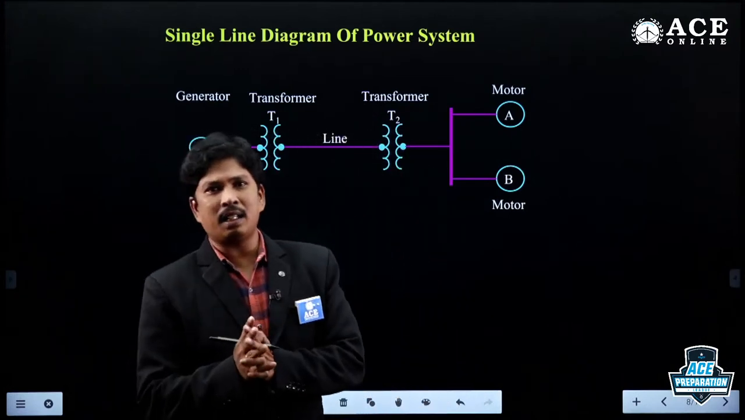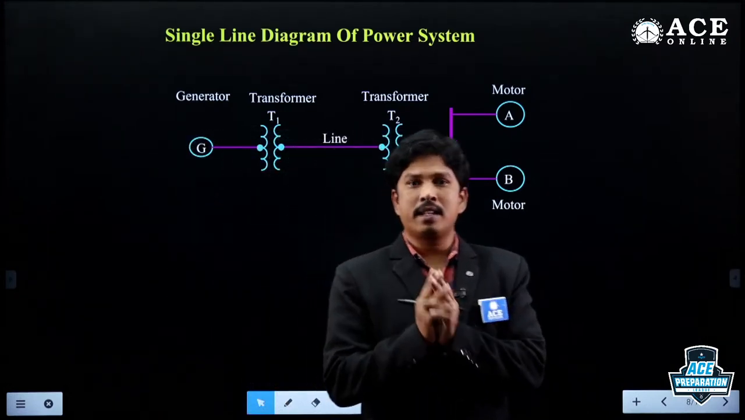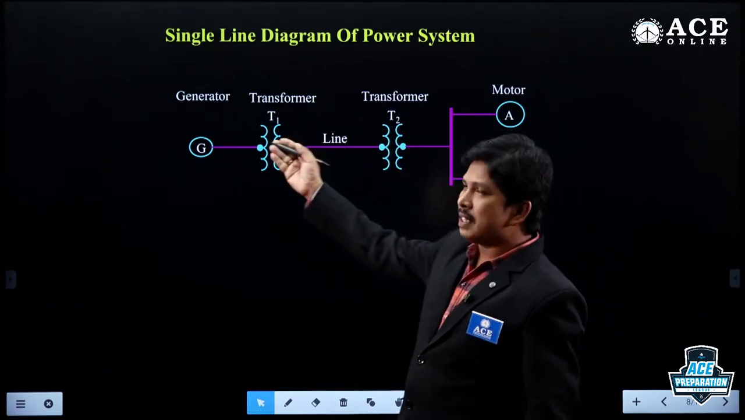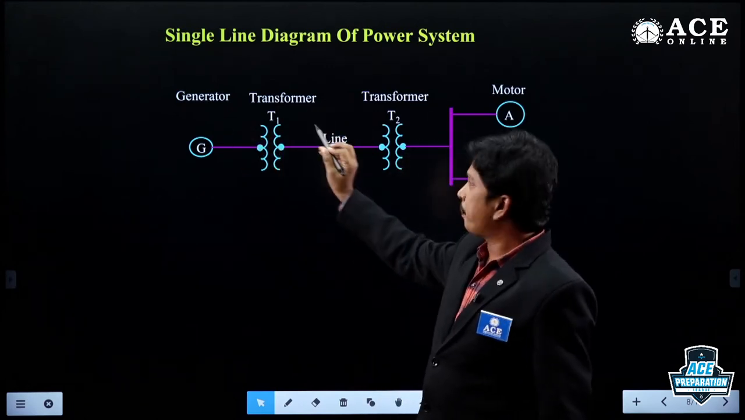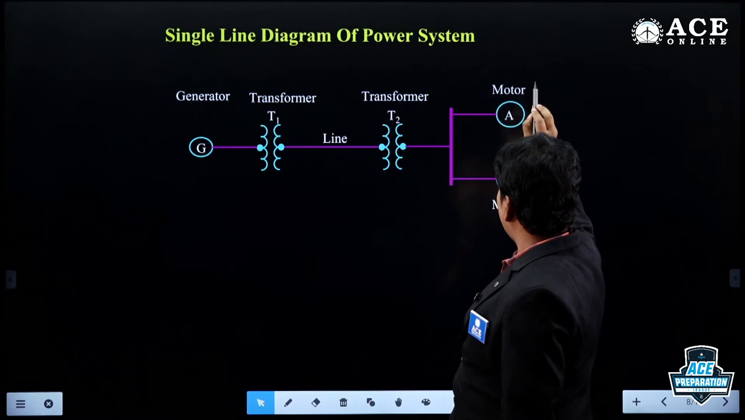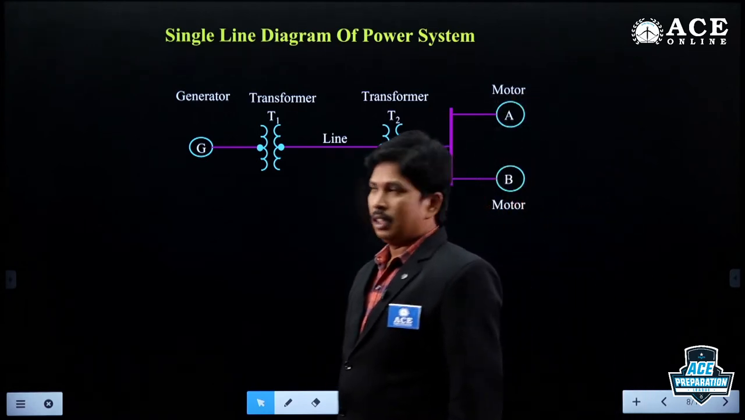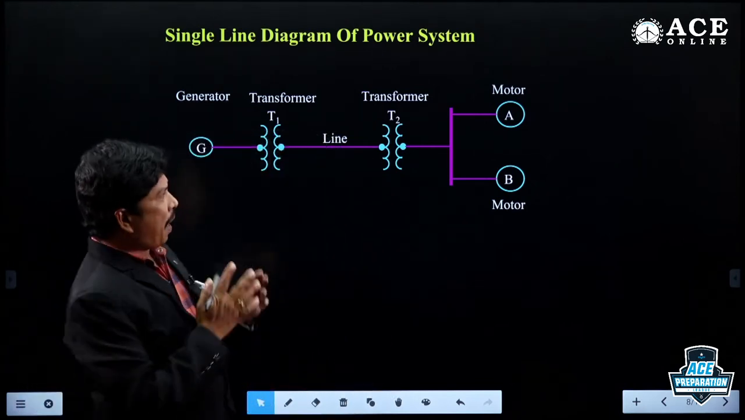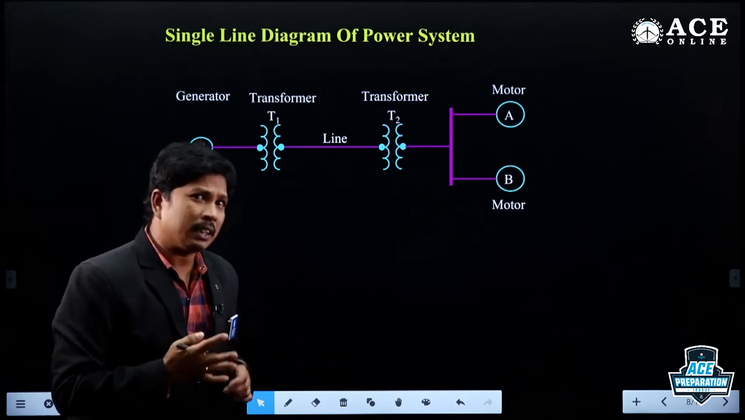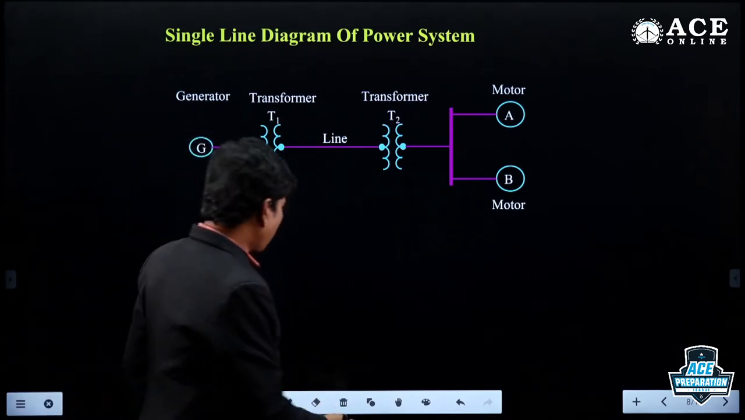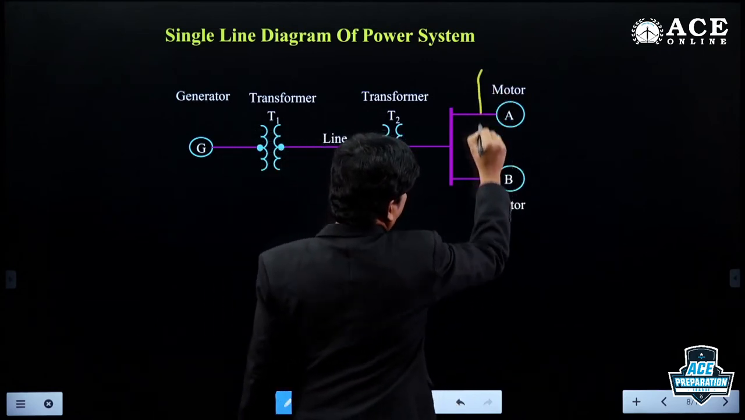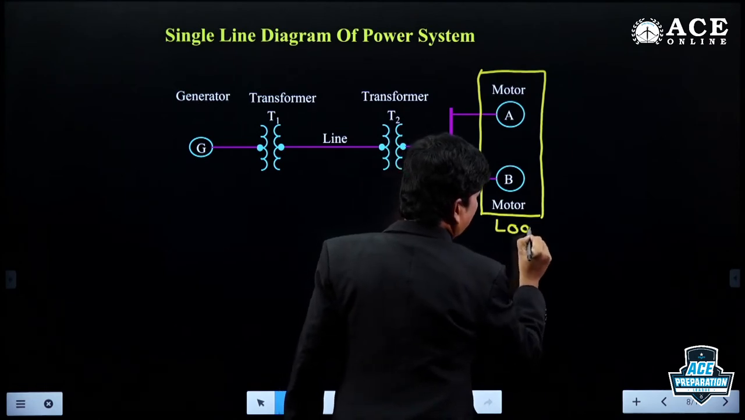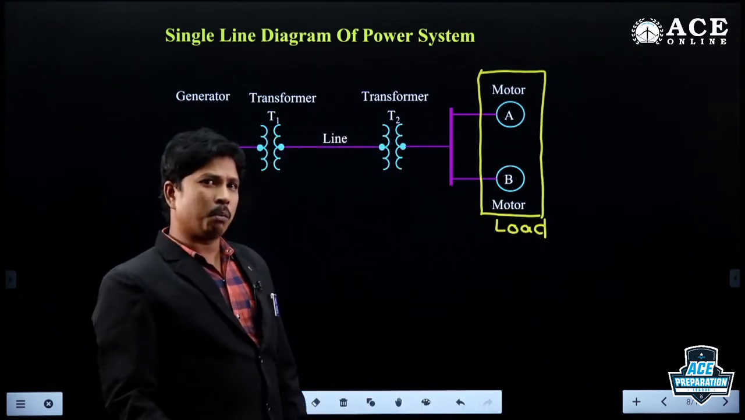Coming to the single line diagram, just see here. What are the elements we are having in the single line diagram? The elements are generator, transformer, transmission line, and one more transformer, and the motors. Here we have the generator and here we have the motors. Why have I represented the motors there? I need to represent the load there, right? Actually, it should be the load in the system. But in the place of load, I have written the motors.